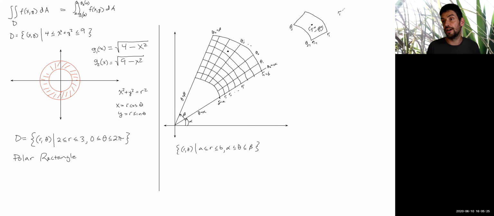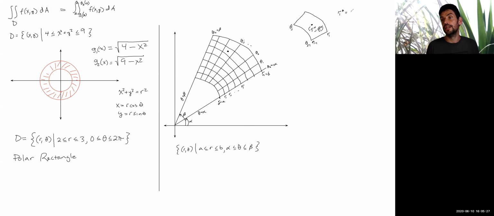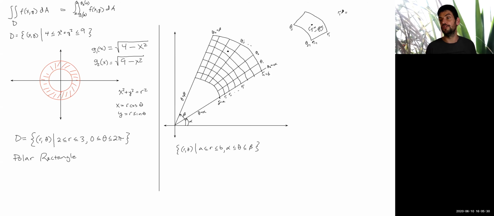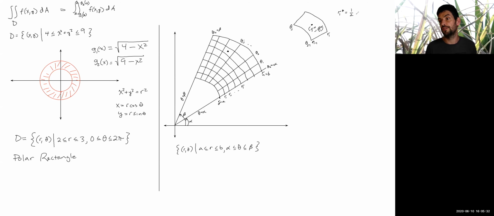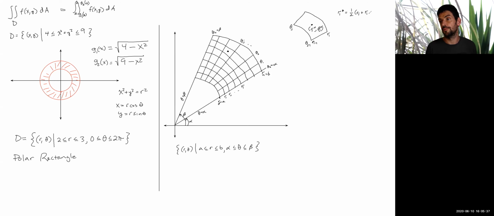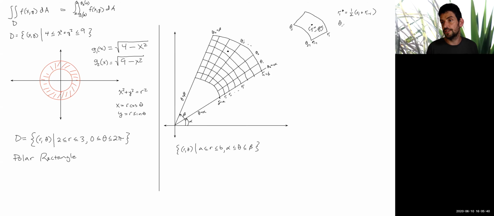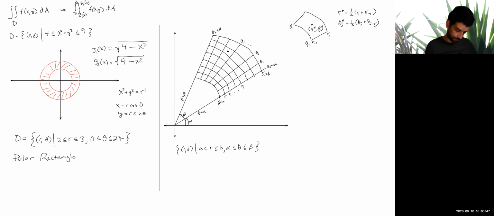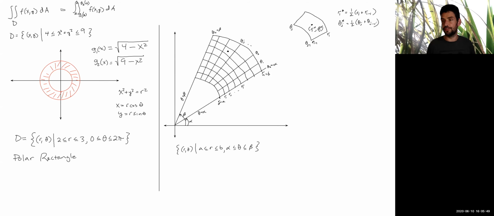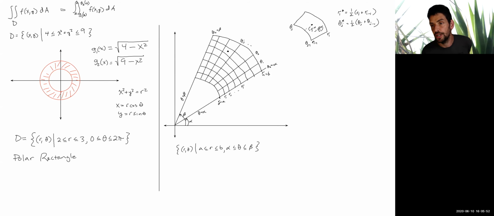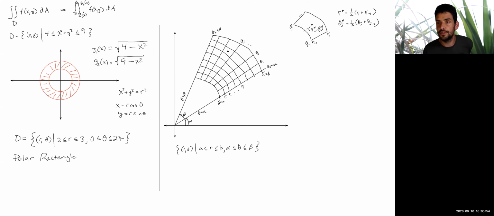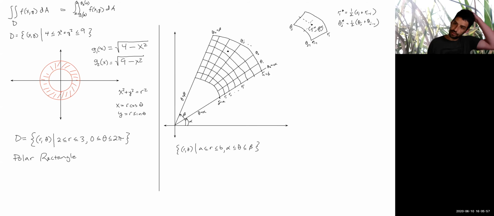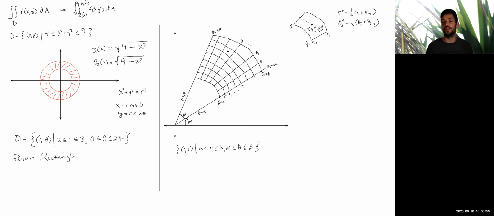So r_i star is going to be the midpoint of these two r values: 1/2 (r_i + r_{i-1}). Same thing with theta_j star: 1/2 (theta_j + theta_{j-1}). All right, so you add them together, divide by 2, we get the average between them, right? So the coordinate here is lined up in the middle. So that's our center point of these two things.